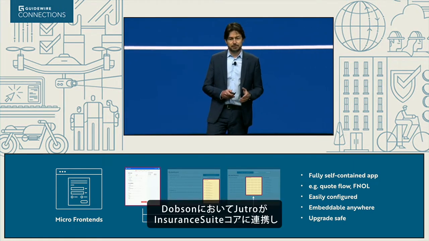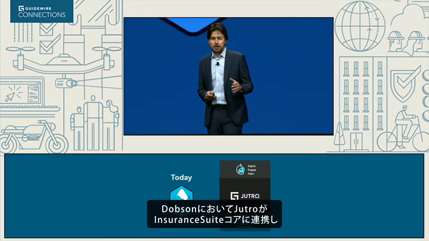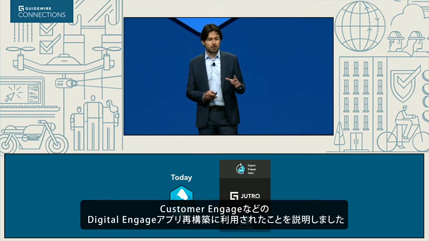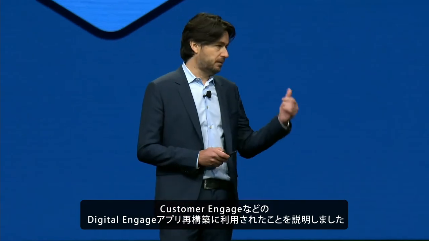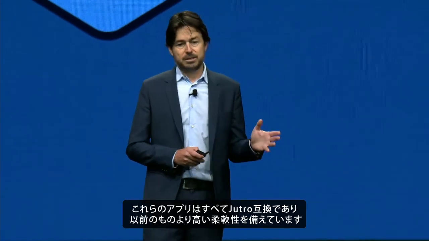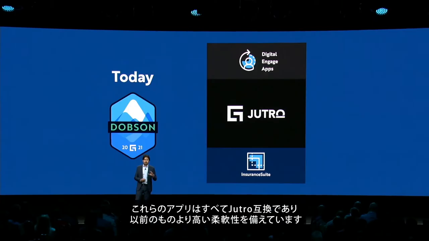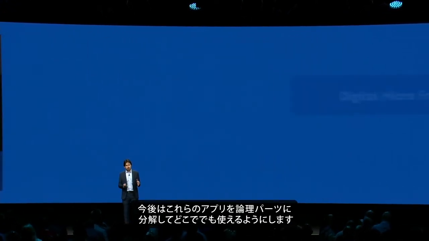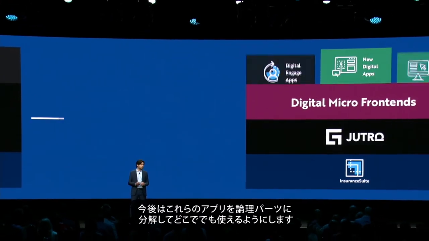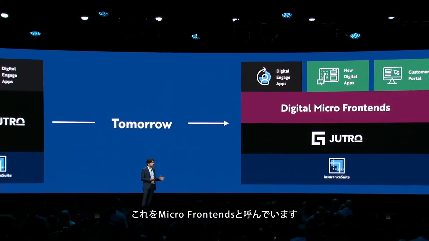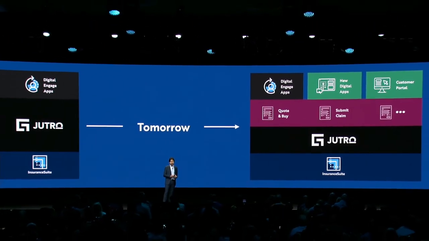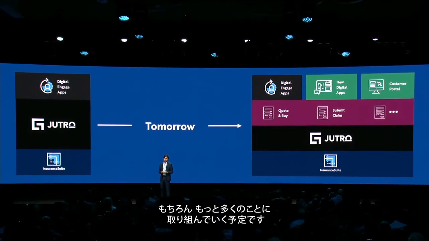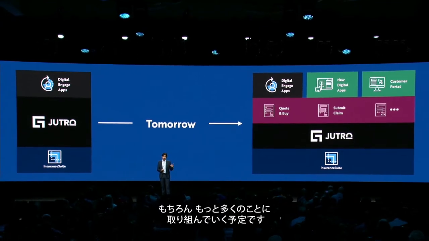To summarize, today in Dobson, we showed you how Jutro capability connected to Insurance Suite Core were used to rebuild all digital Engage apps, including Customer Engage. Now, these apps are all Jutro compatible and much more flexible than before. Going forward, we are breaking down those applications into logical building blocks to be used anywhere. This is what we call micro frontends. We are starting with quote and buy and claim submission, but we're going to make many more to come.